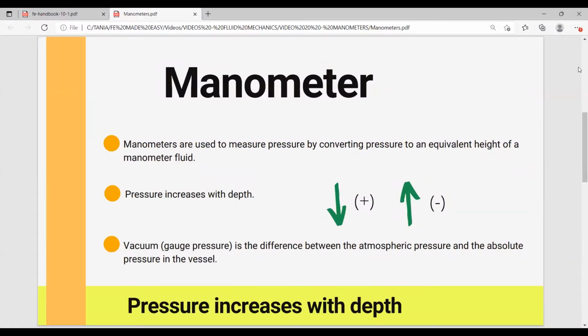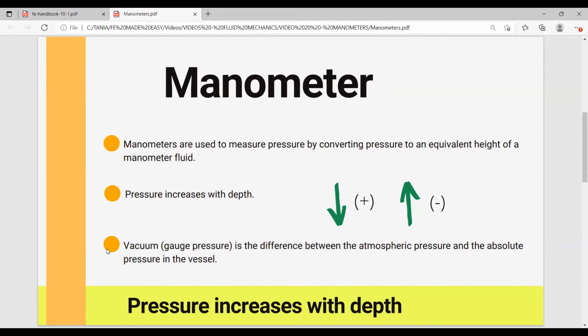Now let's move on with our example for today. I want to point out a few things to remember when we work with manometers and with pressure in general. Manometers are used to measure pressure by converting pressure to an equivalent height of manometer fluid. Going downwards, pressure is greater, which means we have to add. Going upwards, pressure is smaller, we have to subtract.